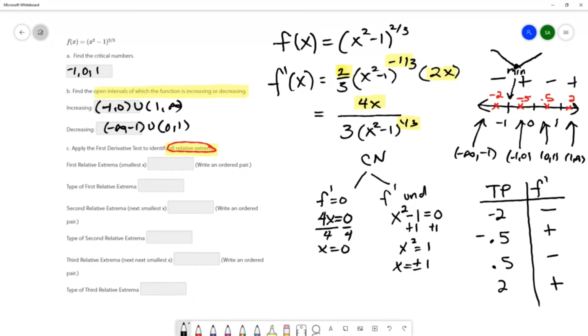So the first relative extrema, which has the smallest x value, is going to be -1. I haven't found the y coordinate yet. And we know that it is going to be a relative min. Then if we continue on our number line, over the next critical number we have increasing to the left and decreasing to the right, which creates a maximum. So at that critical number of 0, we have a maximum.